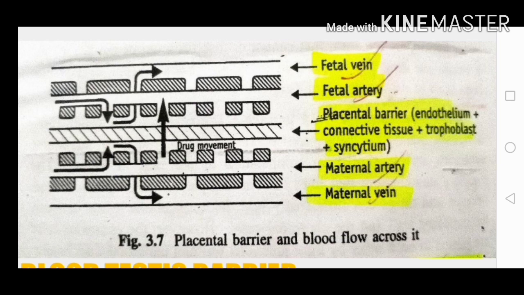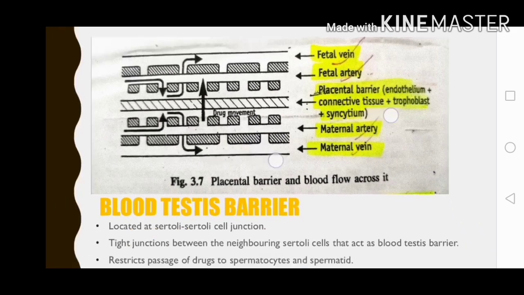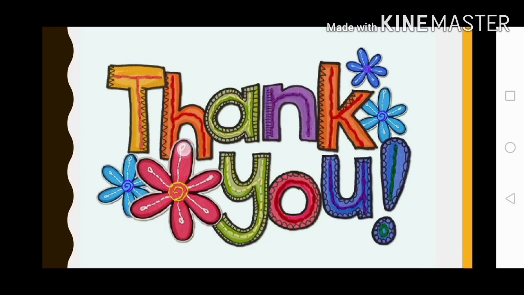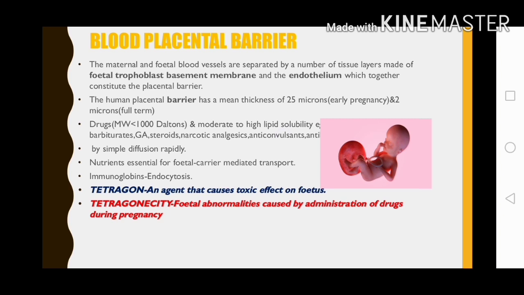Nutrients essential for the fetus are transported by carrier mediated transport, while immunoglobulins are transported by the process of endocytosis. Now, the term teratogen is an agent that causes side effects on the fetus, while teratogenicity is defined as fetal abnormalities caused by administration of drugs during pregnancy.